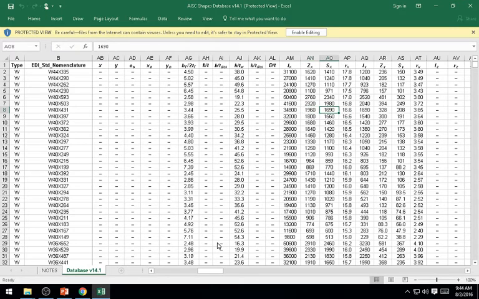Sorry, I just get distracted easily by steel sections. It's just like shiny. Okay.